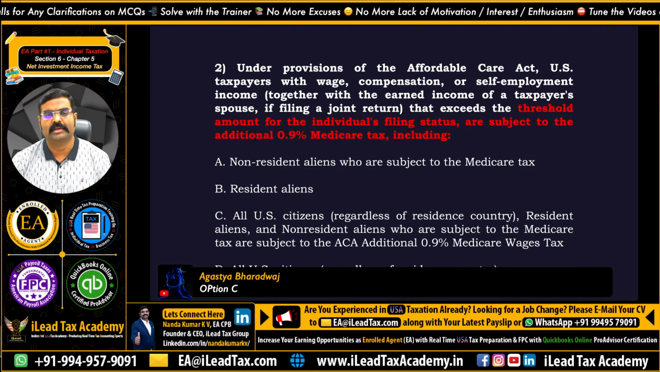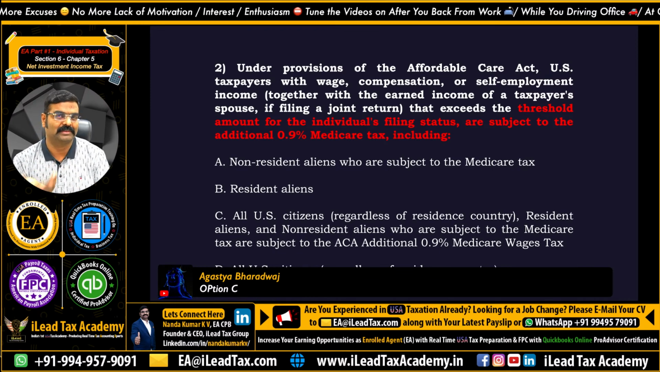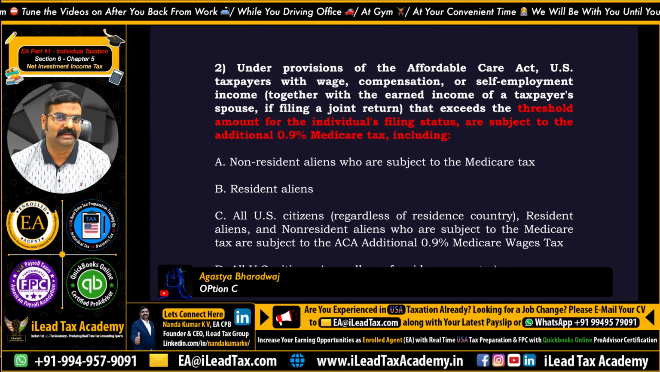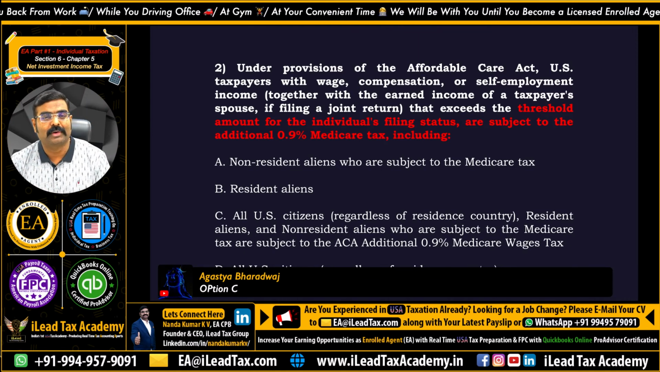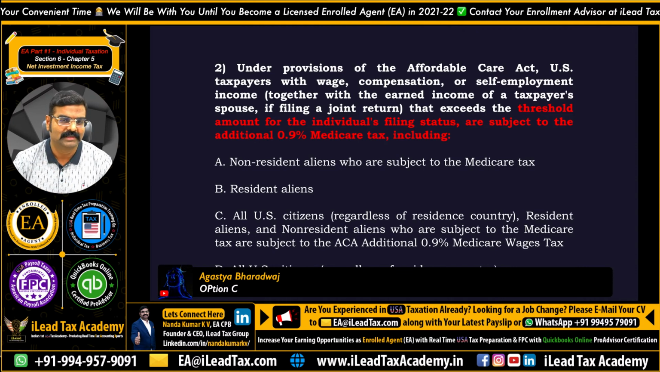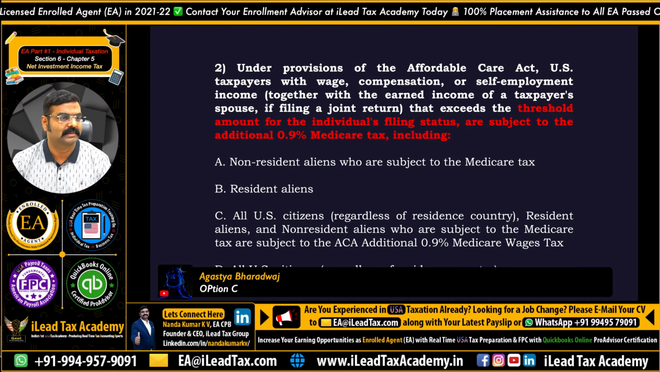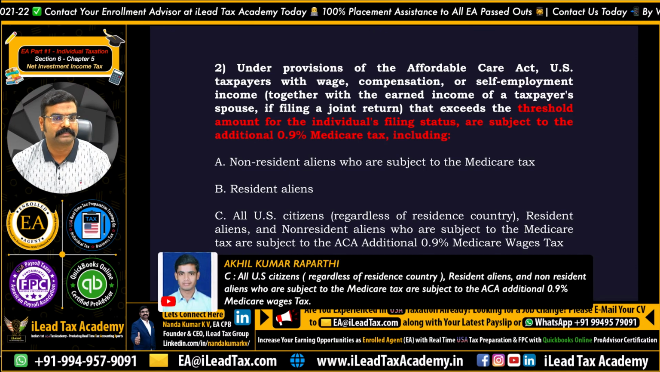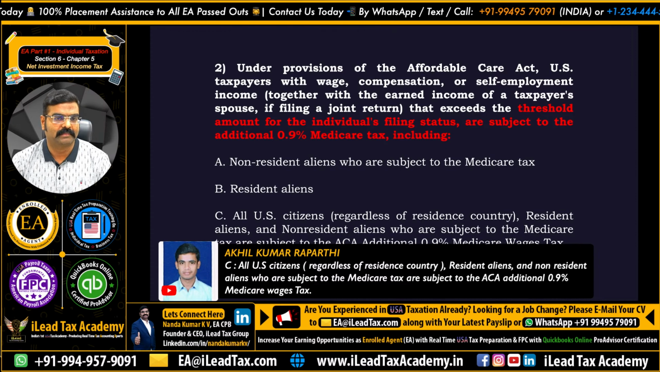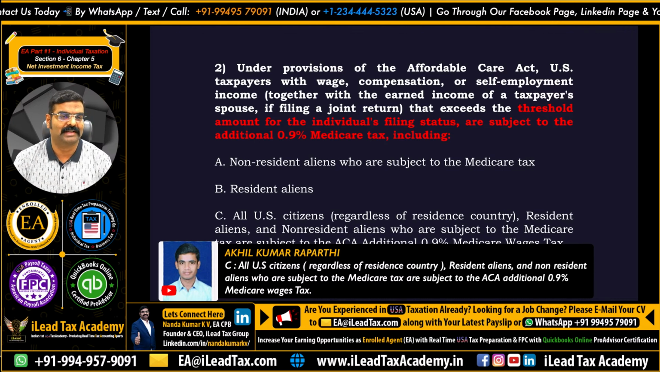Option C is the right answer because in box 1, whatever wage income is there, once it exceeds that threshold, 250,000 for married filing jointly, 125,000 for married filing separately, and 200,000 for single and others, obviously that 0.9% will come into picture. It is applicable to all US citizens regardless of the residence country, resident alien, non-resident alien, whoever is subject to that. The ACA additional 0.9% Medicare wage tax will be applied to them. Yes, everyone will be subject to that additional 0.9% Medicare wage tax if they are subject to Medicare tax and when they cross those threshold limits, they will certainly be subject to additional Medicare wage tax also.